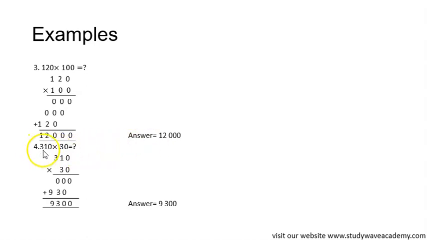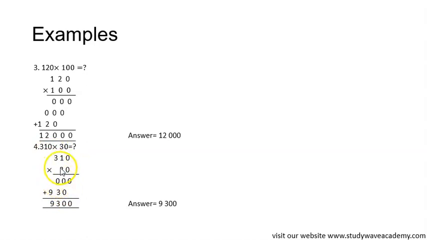Good. The next one we have 310 times 30. You arrange them, okay? Ones in ones, tens in tens, 100 in 100. Have we done that? So we're going to be using the lower number to multiply the upper number. And we're starting with the first digit at the right, okay? 0 times 0 is 0. 0 times 1 is 0.